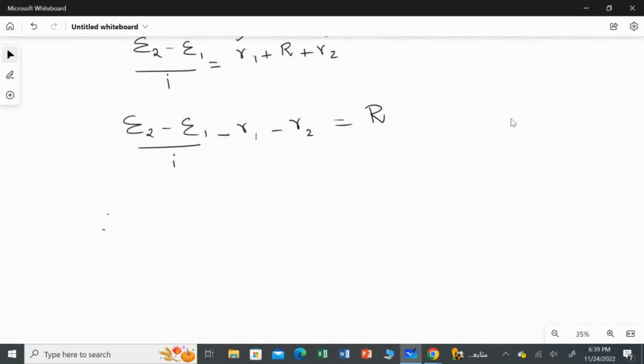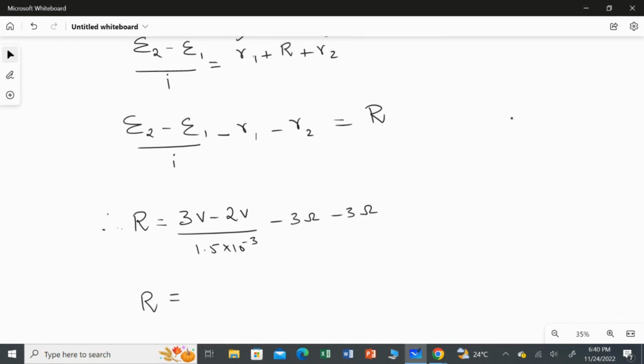So therefore, the external resistance R is equal to the EMF of the second battery, 3 volt minus 2 volt, over 1.5 milliampere, that is 1.5 multiplied by 10 to the power of minus 3 ampere, minus 3 ohm minus 3 ohm, right? So now I'm going to find the value of R. We just do it one by one.